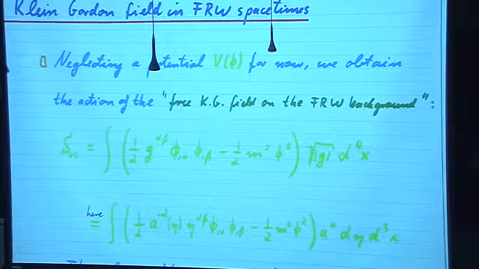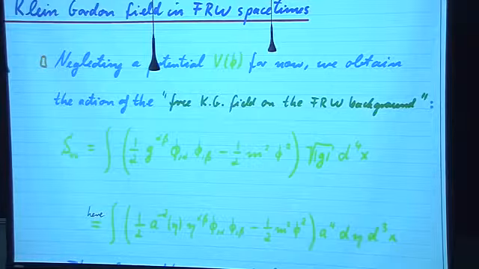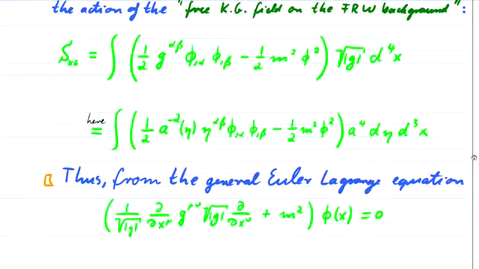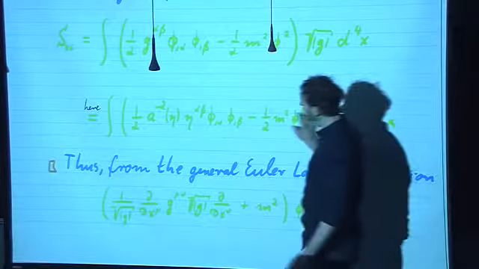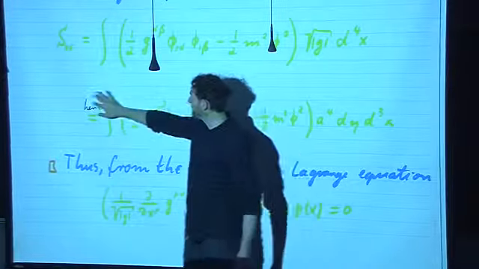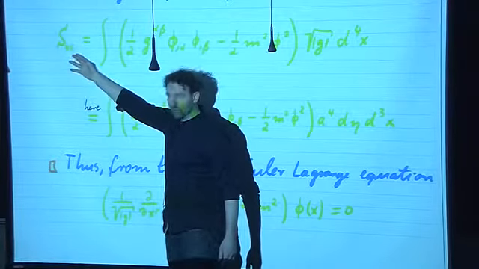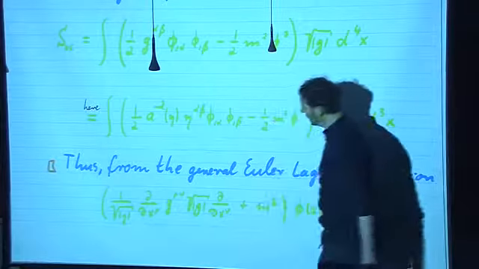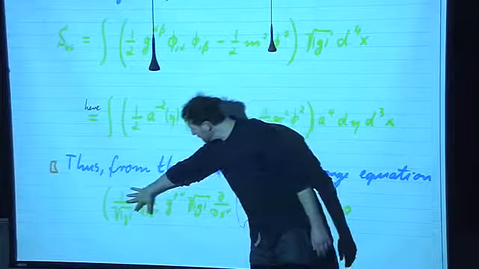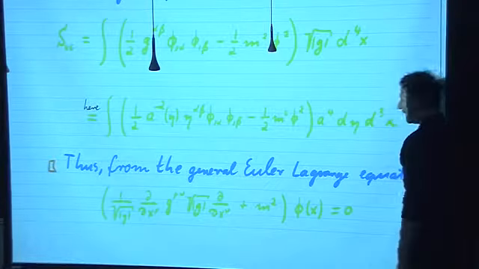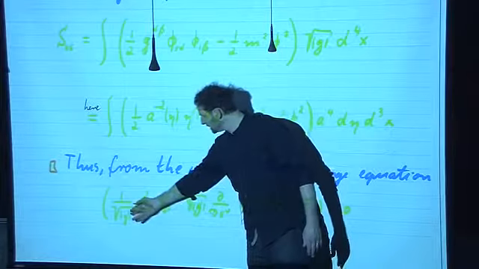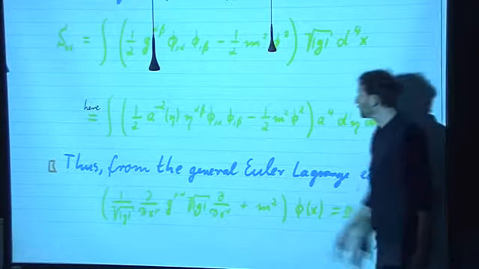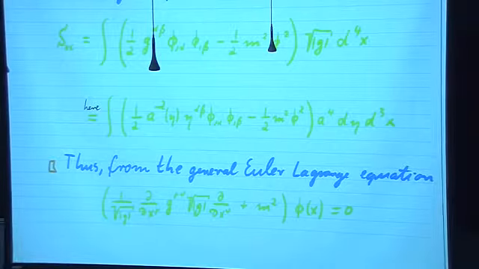So now we have the action, and everything looks quite doable. We can now calculate either directly from the variational principle what the equation of motion is, or we can go back to the general Klein-Gordon equation for any space-time, and then plug in again what the g is and so on, and then find out what the Klein-Gordon equation is.